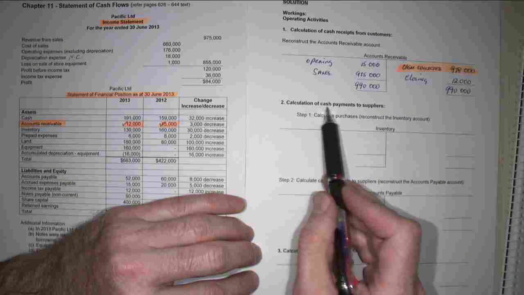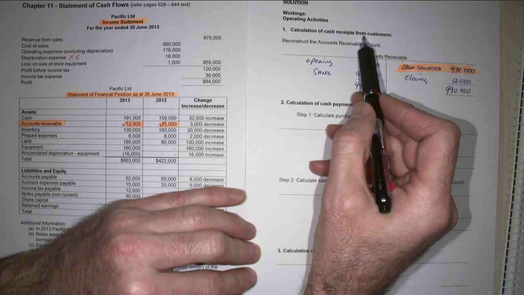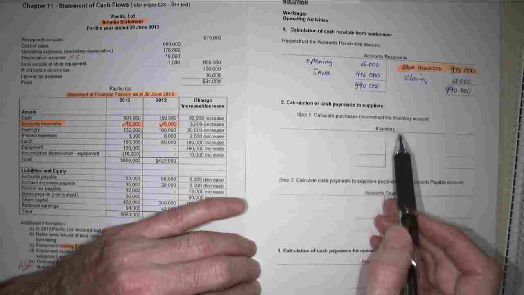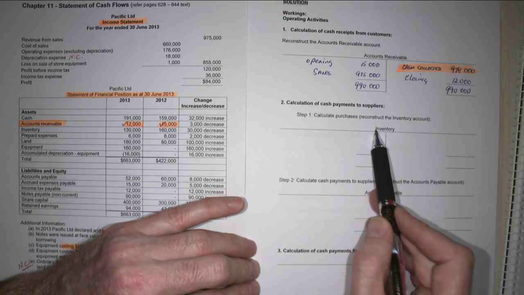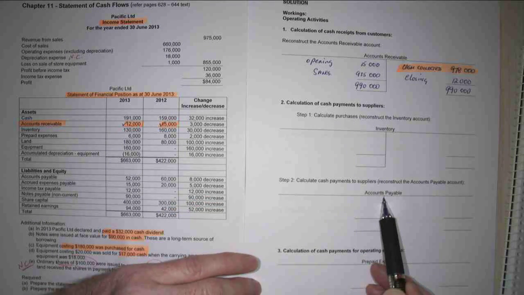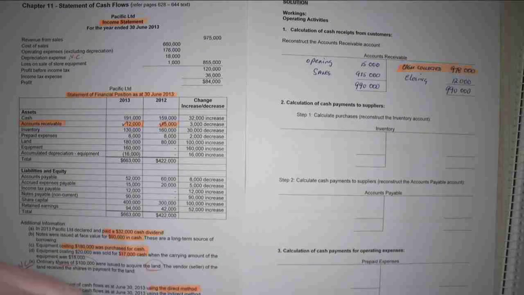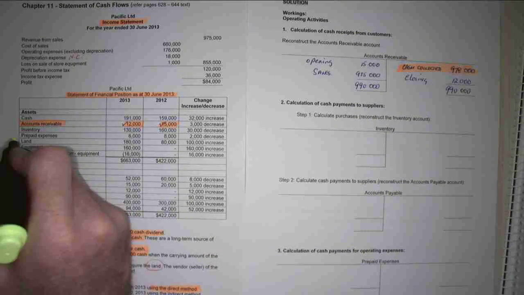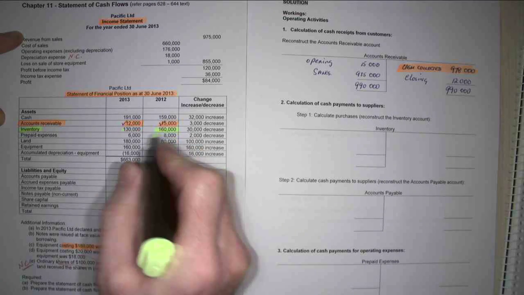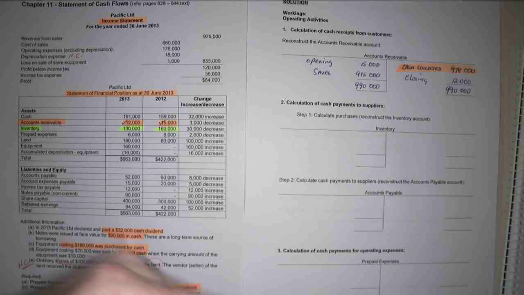Now my next step is to calculate my cash payments to my supplier. So this is a step in my cash flow statement. I've got cash receipts from customers, cash payments to my suppliers. And I'm going to do that by reconstructing my inventory account and then my accounts payable. So firstly I want to reconstruct my inventory. I go over here and I notice that my inventory account has an opening balance of 160 and a closing balance of 130. So I'm going to put those numbers in.